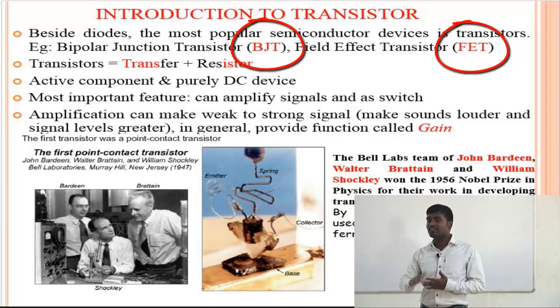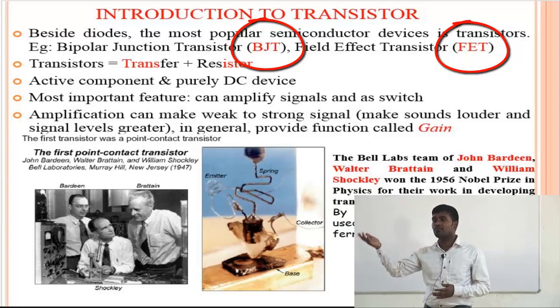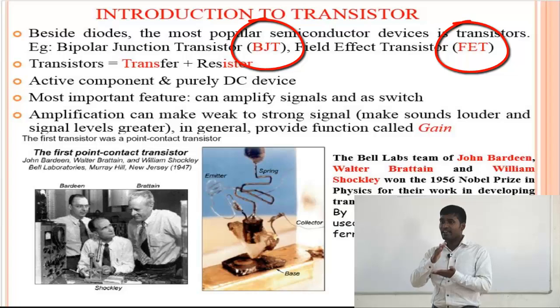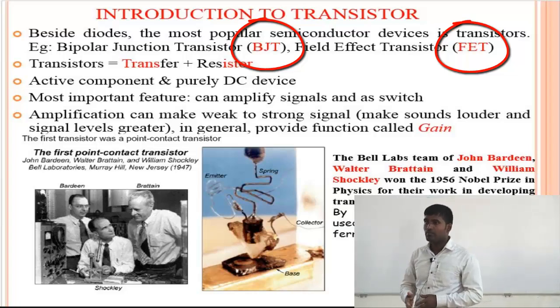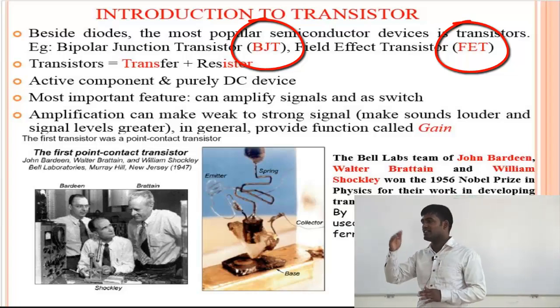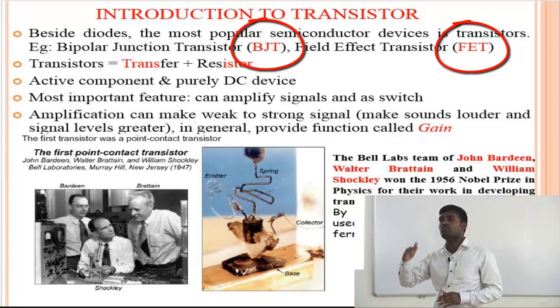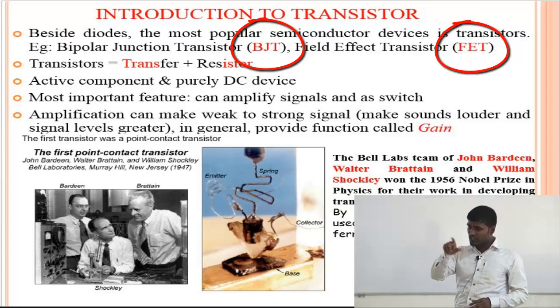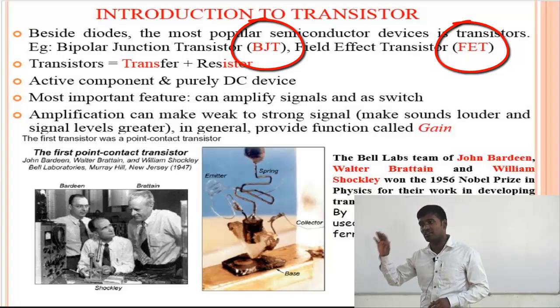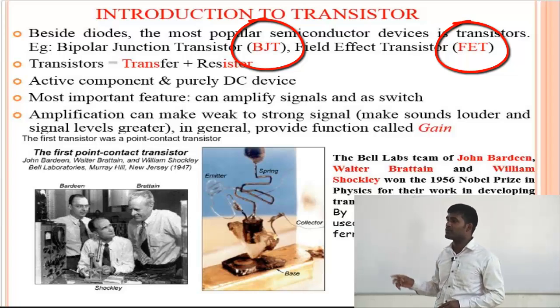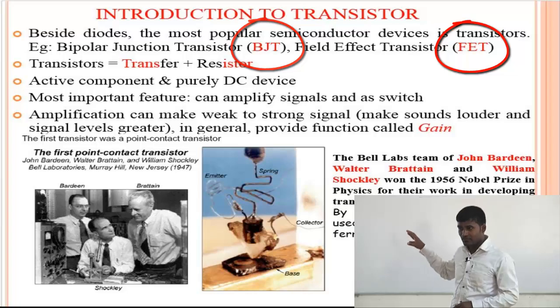Transfer resistor means transferring the signal from a lower level to a higher level or a higher level to a lower level, meaning any level to another level. But basically for a transistor, electrons are transferred from a lower level to a higher level, because the input side is forward biased and the output side is reverse biased. So it fully depends upon the doping nature of the device.